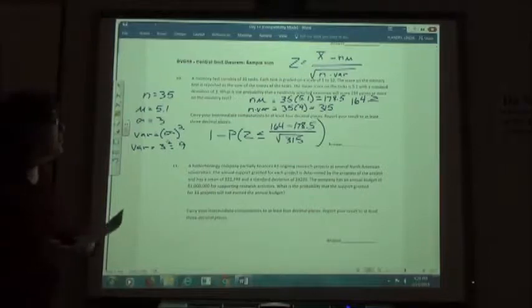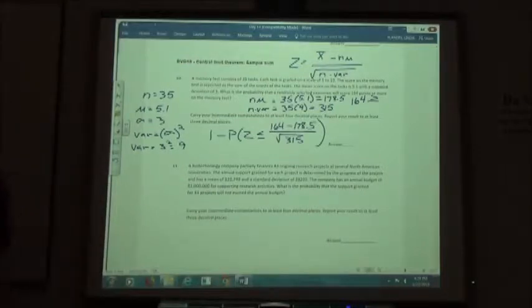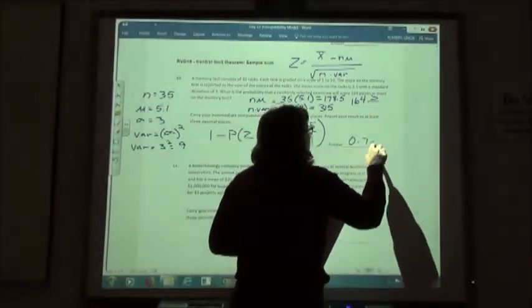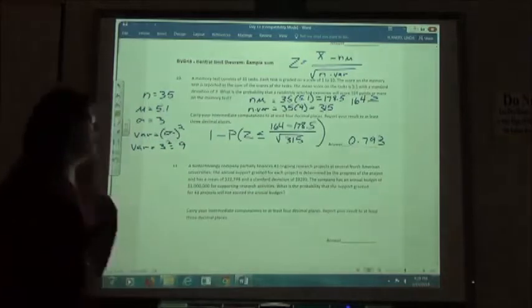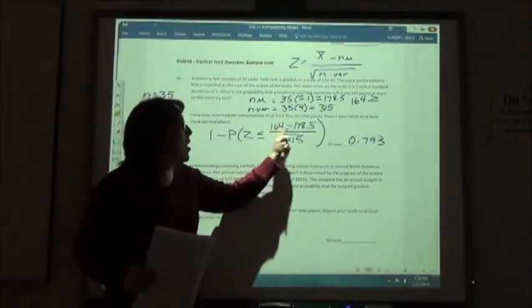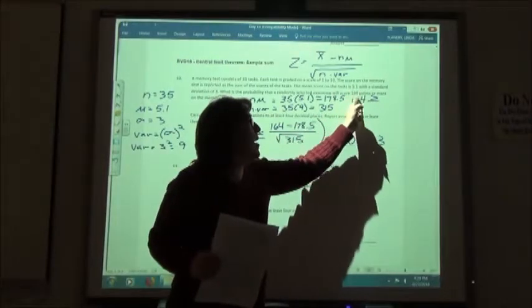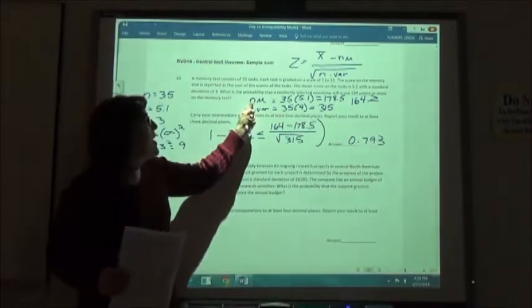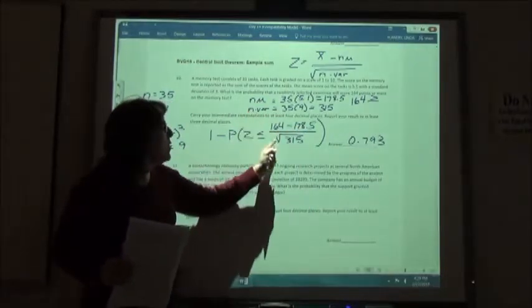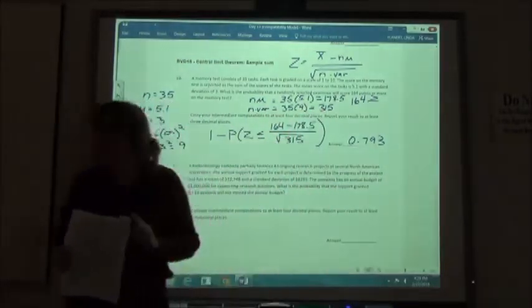We're going to round off to 3 decimal places, so our answer is 0.793. Yep, 0.793 is what we should get. So the x bar is the sample value we're trying to compare to the mean, and then we had n times the mean, which was that number, and then the square root of n times the variance, which was that number that we found there.